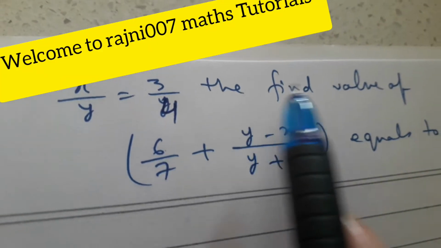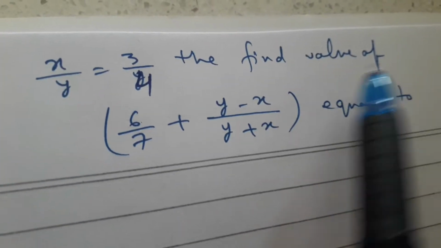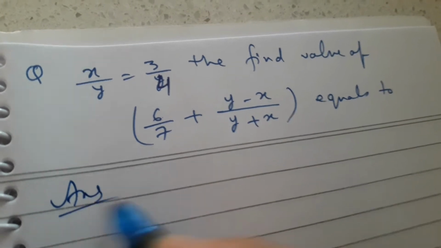How to solve this type of equation question? What is the question? x by y is equal to 3 by 4. We have to find the value of this. How to solve this type of question?